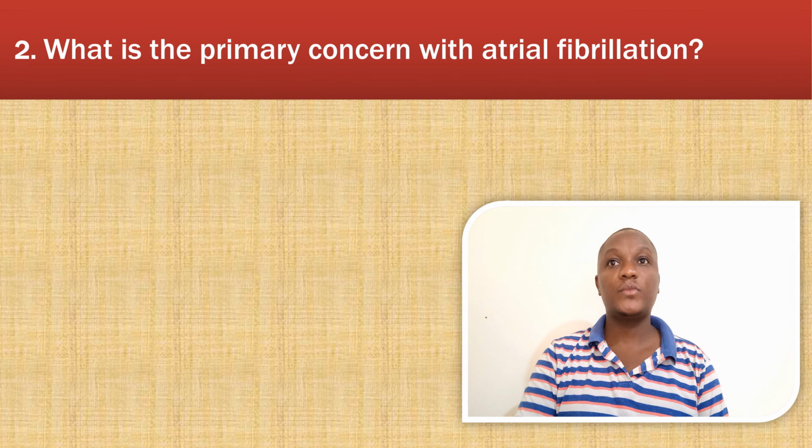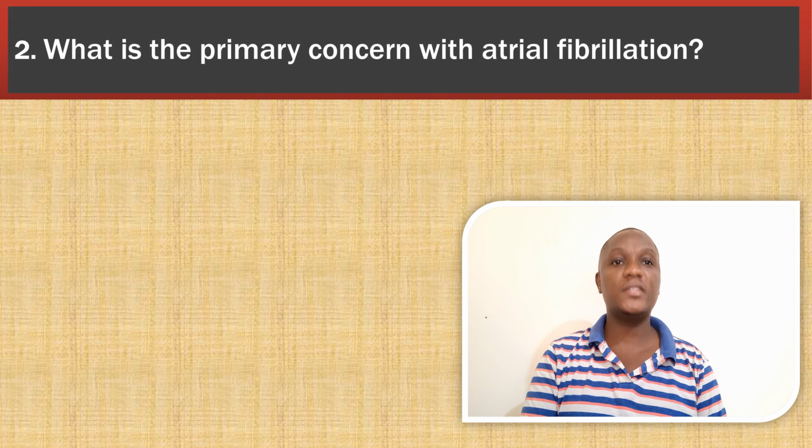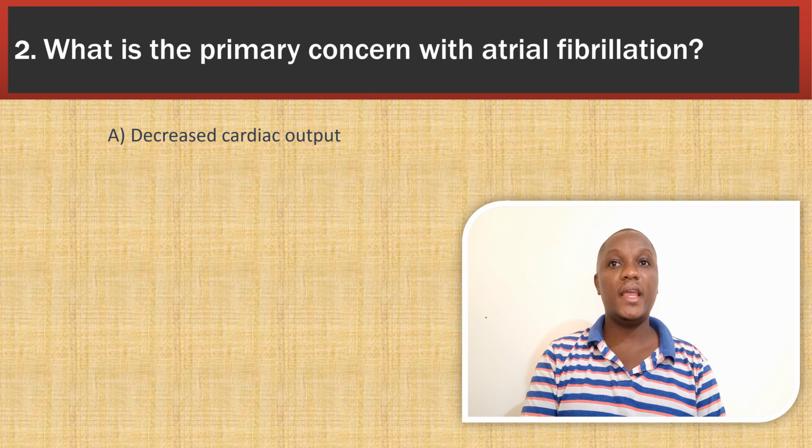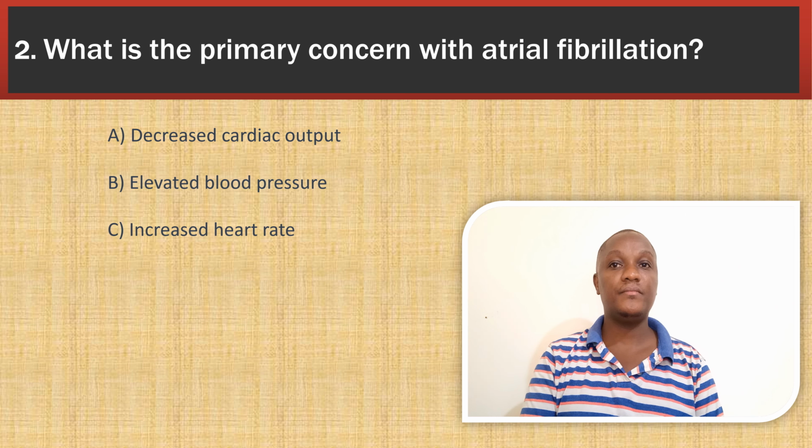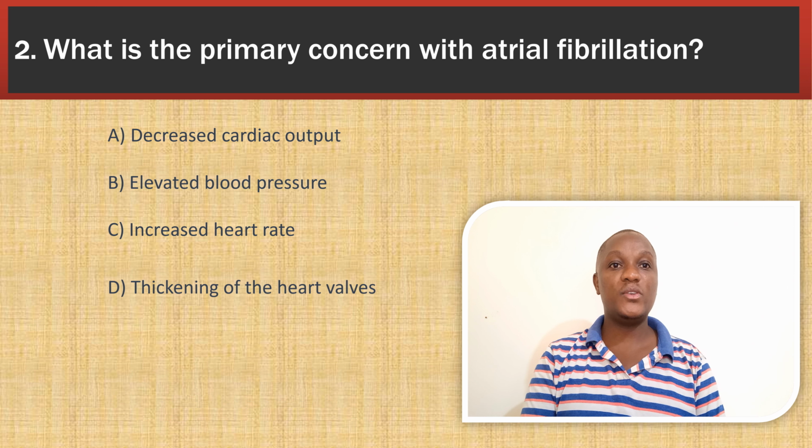Question 2. What is the primary concern with atrial fibrillation? A. Decreased cardiac output. B. Elevated blood pressure. C. Increased heart rate. And D. Thickening of the heart valves. What's your answer?